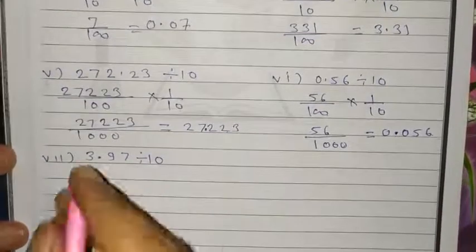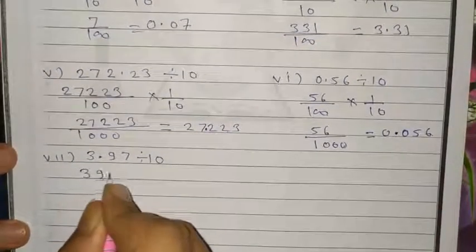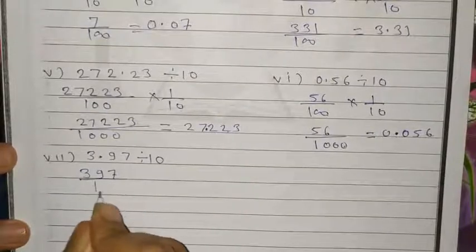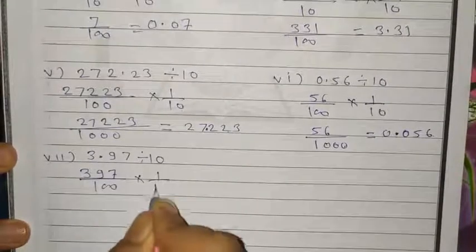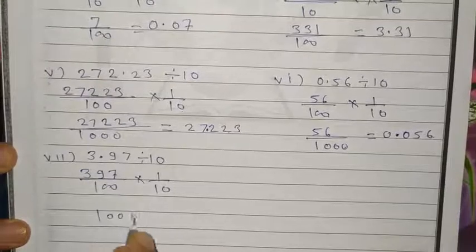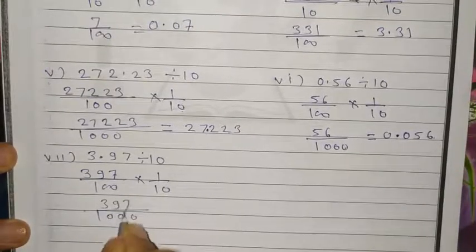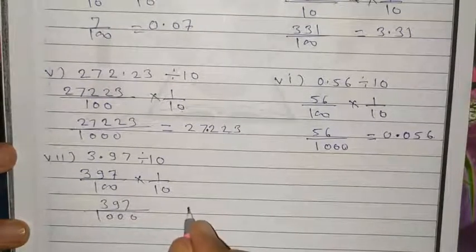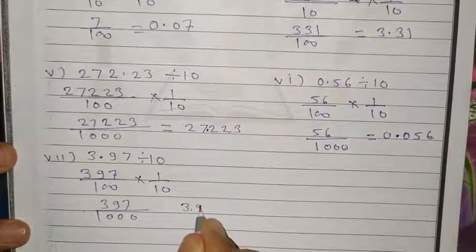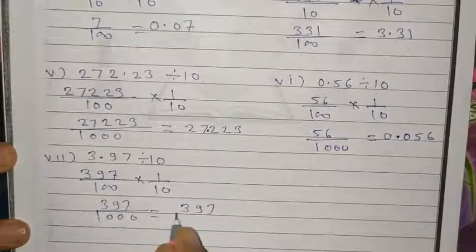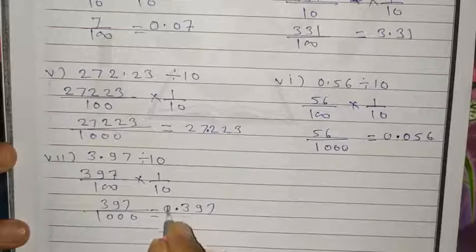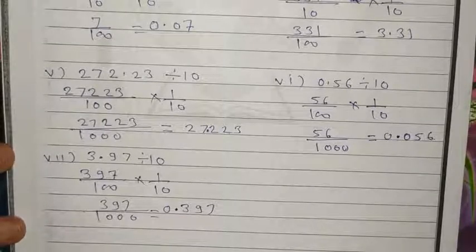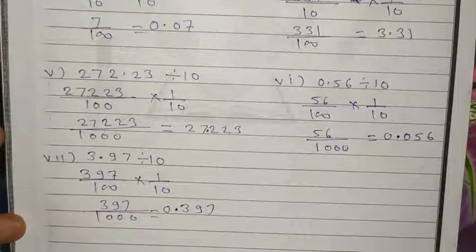Next question is, write the number without point. 397 upon 100 into 1 upon 10. So downside 3 0s. Write the complete number. 3 0s means after the point 3 numbers. So we are writing the number as it is. Here you should give the point. So in this way we solve this question, and I hope you understood this. Then in the next tutorial we will see the next question.